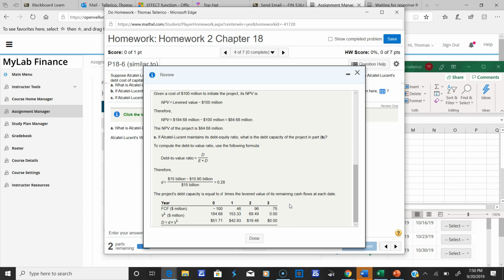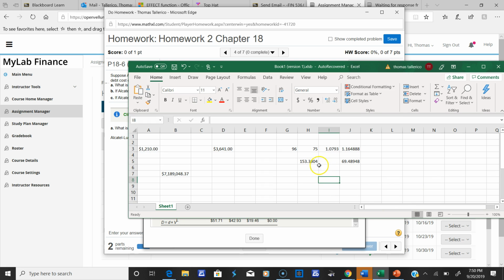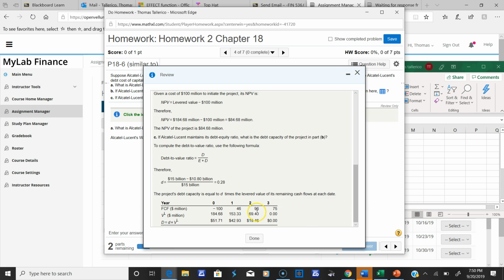All right, so there's the two numbers that I got, exactly matches their numbers. I'll click on it again, 153.3 and 69 point roughly 49, right? So I got those two numbers. Then I just take all three of these numbers, right? And get the debt capacity.